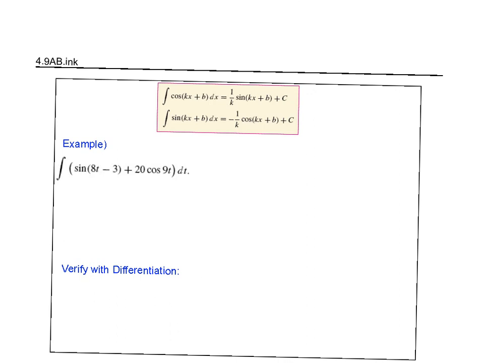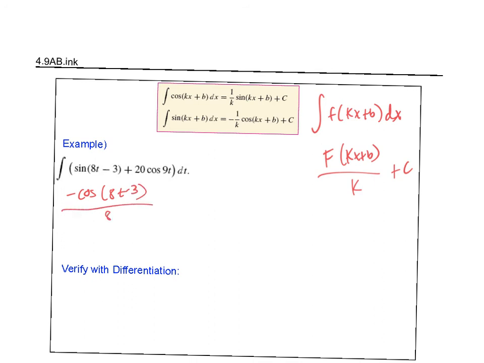Okay, so here are those linear chains again with your trig. It works exactly the same way. I'm going to write this more generally. If we're integrating any function where it's kx plus b in there, it will always become the original function with that linear input, divided by k, plus c. It's only going to work for linear chain rules. So this example goes to negative cos of 8t minus 3, and the whole thing gets divided by the 8. And this one goes to plus 20 sine of 9t, whole thing divided by 9, plus c. And go ahead and check it with differentiation, or the derivative, if you'd like to.